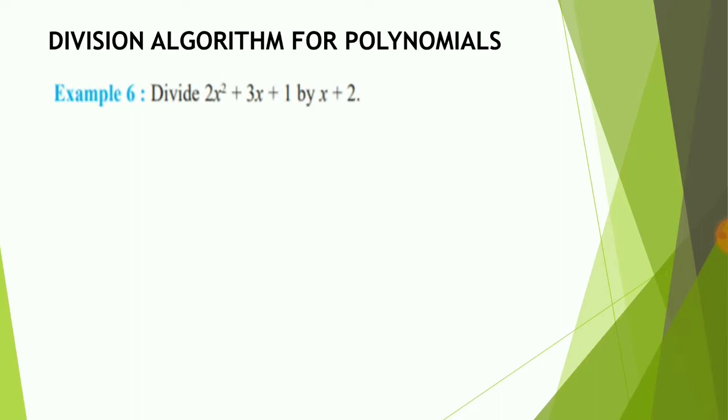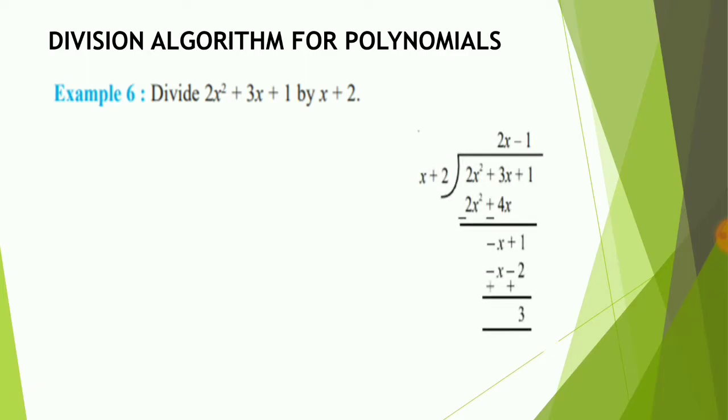Let us take up an example. Divide 2x square plus 3x plus 1 by x plus 2. We have done it in class 9. Let's just revise the work. Now to divide this 2x square plus 3x plus 1 by x plus 2, what is the method? We take 2x square plus 3x plus 1, it is the dividend, and x plus 2 is the divisor.